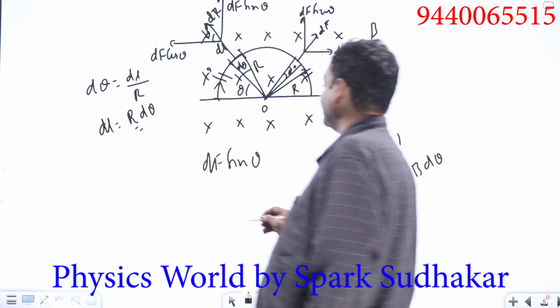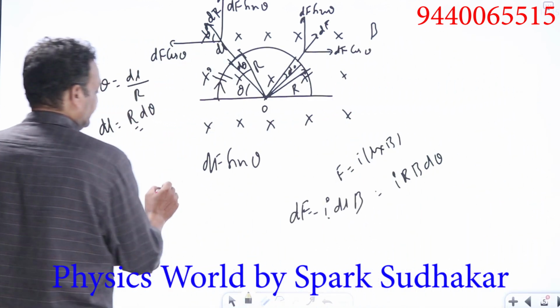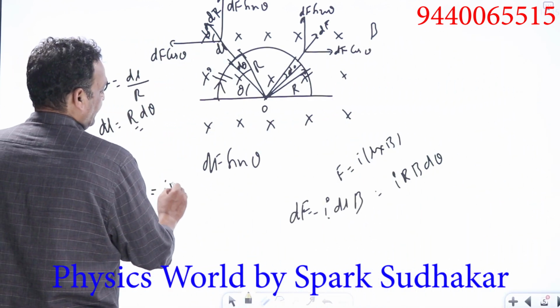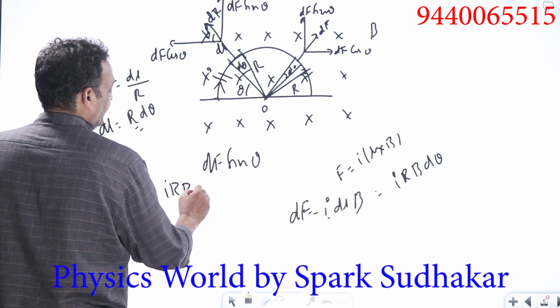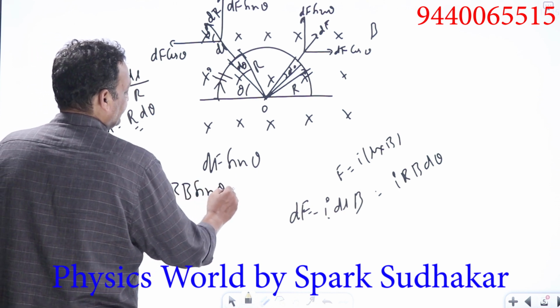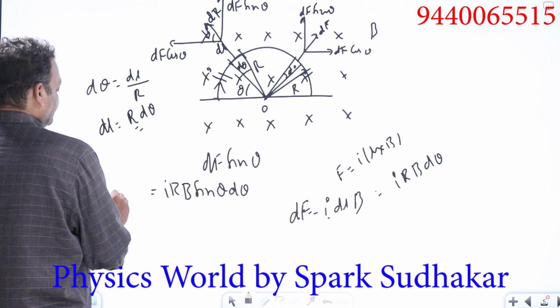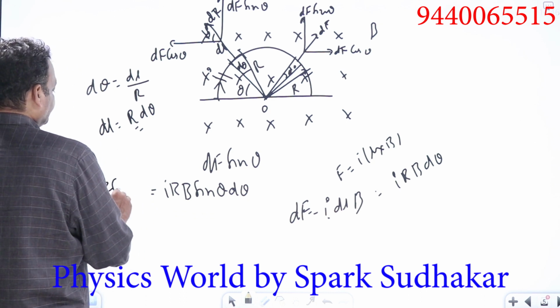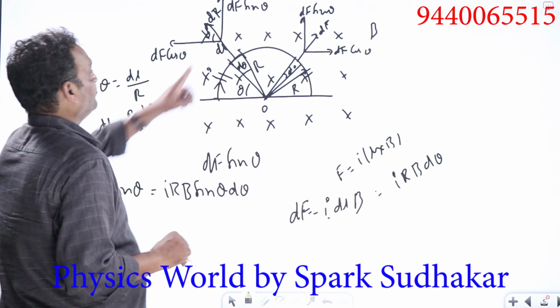So df sin theta will be equal to how much? df sin theta equals I r B sin theta d theta. This is the df sin theta component. df sin theta equals this much.